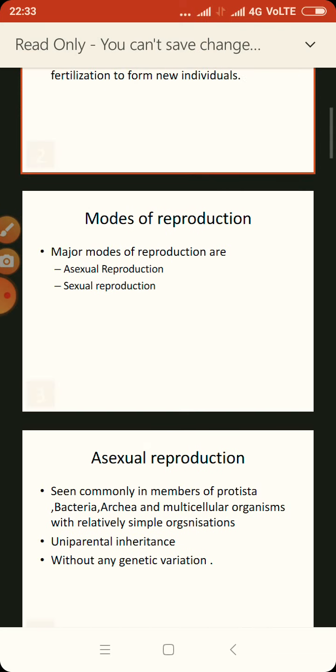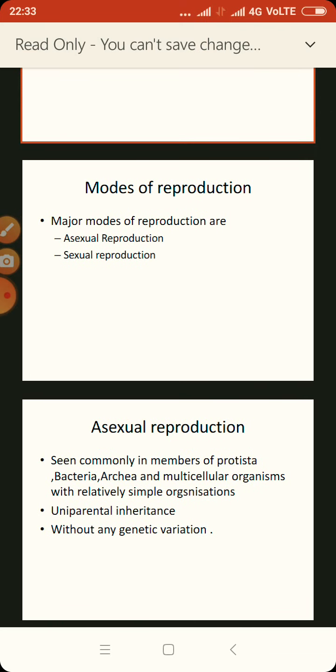Number one, what we are going to talk about is asexual reproduction. The word itself says, when you split the word, a and sexual, it means without the sexual process, it is able to produce a living organism. So we call it asexual reproduction. And most of the organisms which undergo asexual reproduction are mostly unicellular organisms.